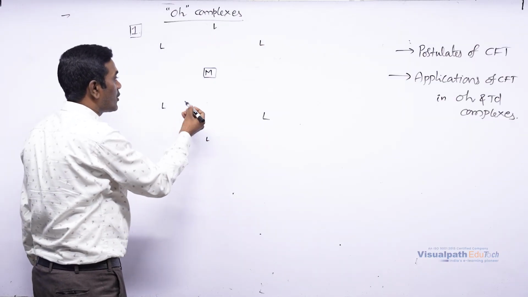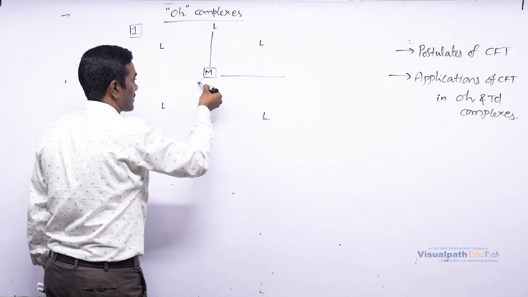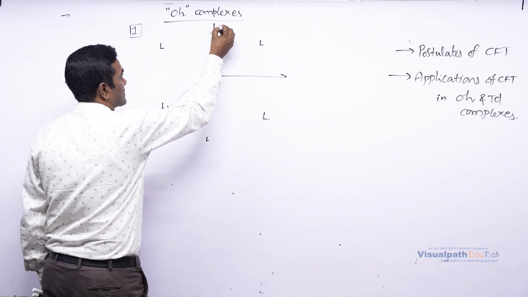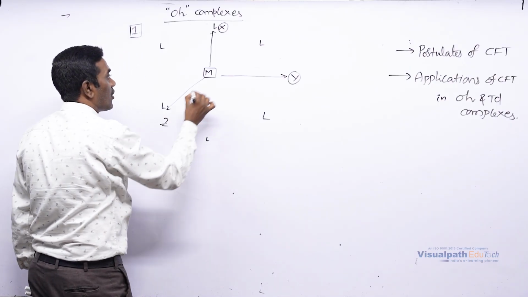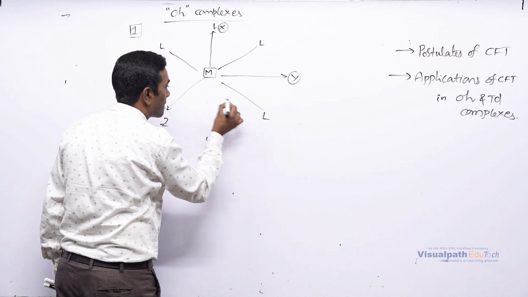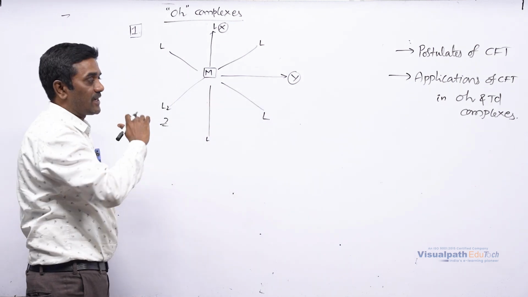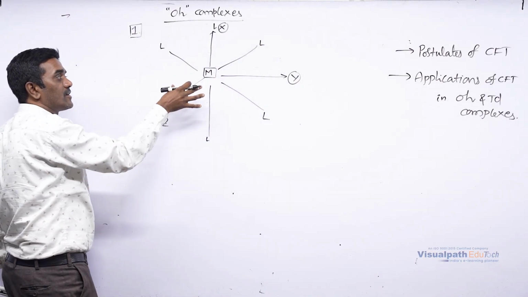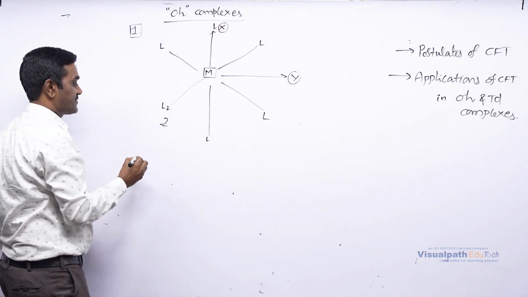6 ligands are going to approach from the corners of the x, y, z axis. If I am considering this as the x axis, y axis and z axis, these ligands will approach the metal ion from the corners. This is the first point in this explanation: all the ligands are approaching the metal ion from the corners of the x, y, z axis.